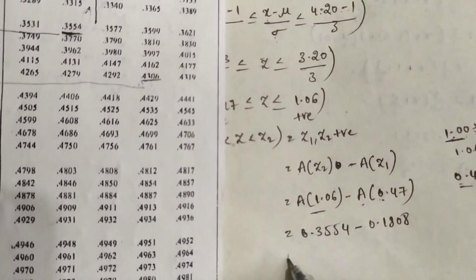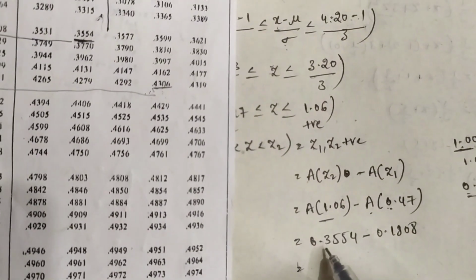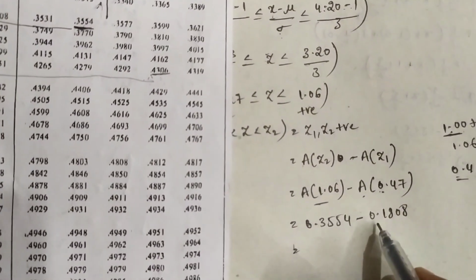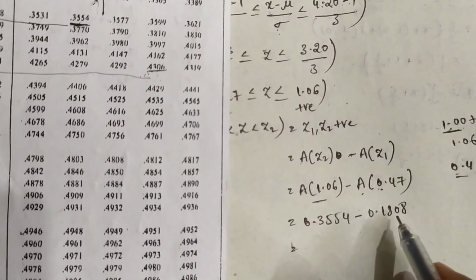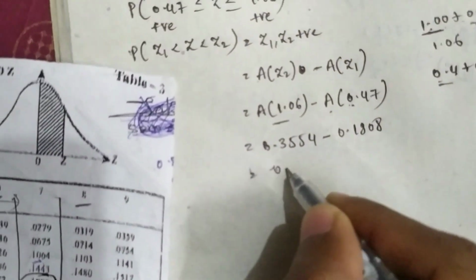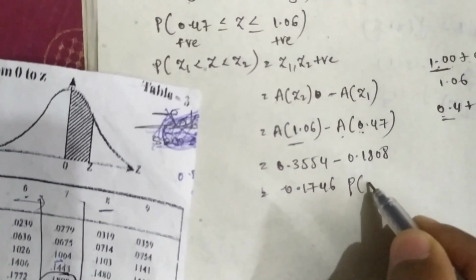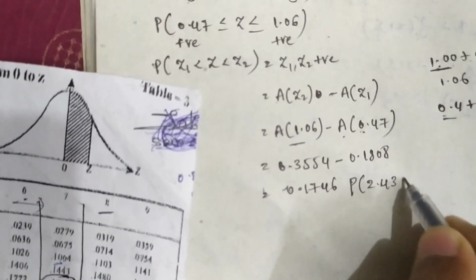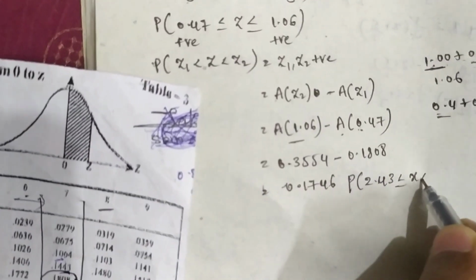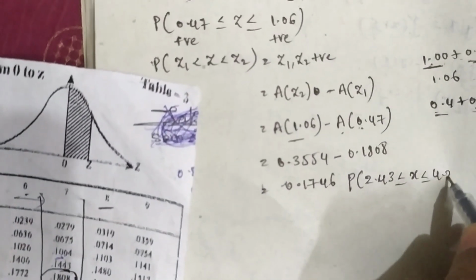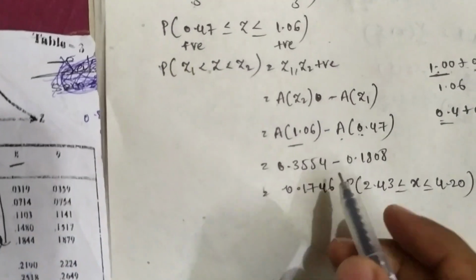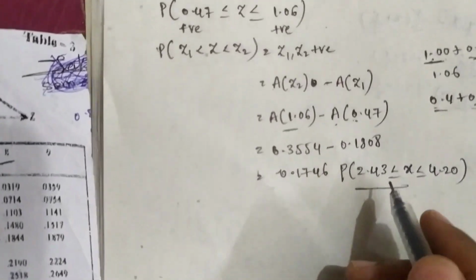So the argument of 0.47 value is 0.1808. By calculating 0.3554 minus 0.1808, we get 0.1746. This is the value for P of 2.43 less than or equal to x less than or equal to 4.20. The value for this is 0.1746.